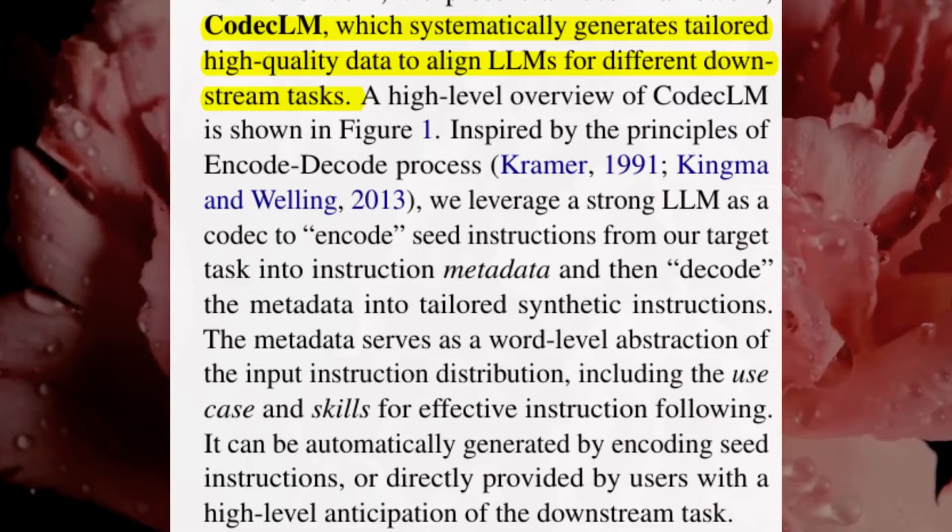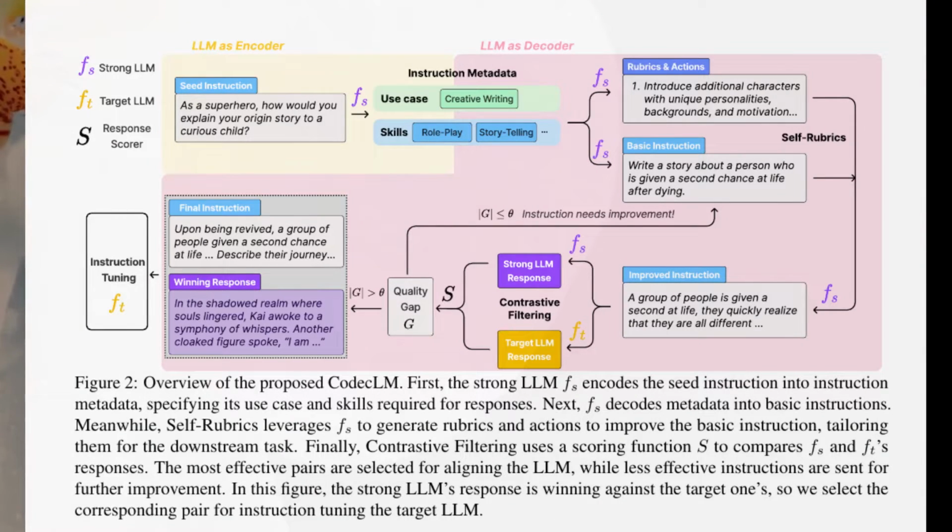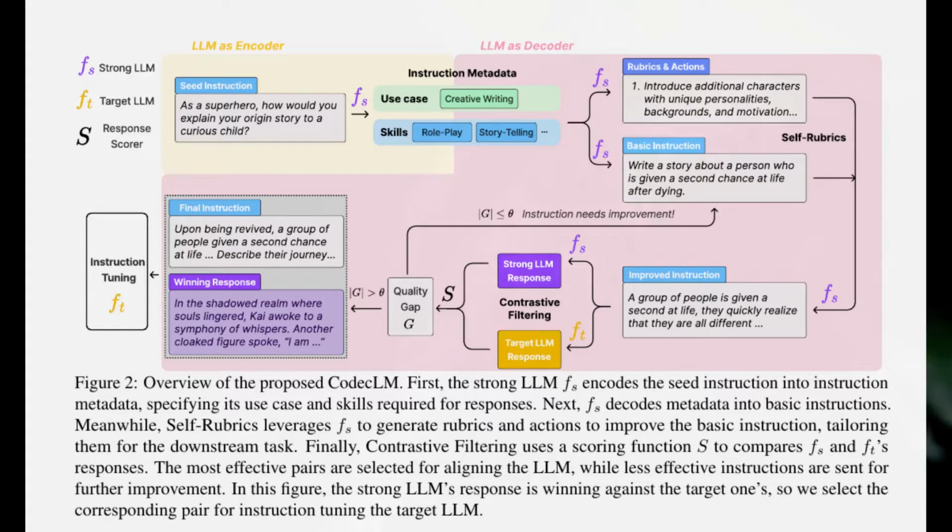alignment. Contrastive filtering, selecting impactful instructions. Not all instructions, even complex ones, are equally effective for LLM alignment. CodecLM addresses this through contrastive filtering, which selects the most impactful instructions for fine-tuning the target LLM. Quality gap measurement. The process involves comparing responses from both the strong LLM and the target LLM for a given instruction using a scoring function.